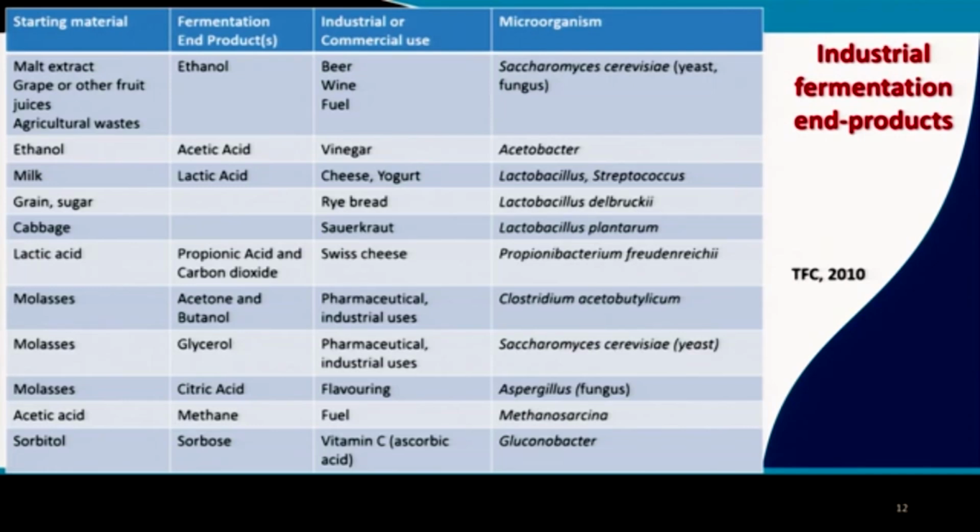Again, there are pharmaceutical as well as industrial applications, and the mediating microorganism is Saccharomyces cerevisiae. We have molasses being converted to citric acid, which is used as a flavoring agent, and that is done by another fungi, Aspergillus. Then we have acetic acid, which is converted to methane to produce biogas, and that is Methanosarcina. And sorbitol is converted to sorbose, which is used in the production of vitamin C, which is ascorbic acid, and the mediating microbe is Gluconobacter.